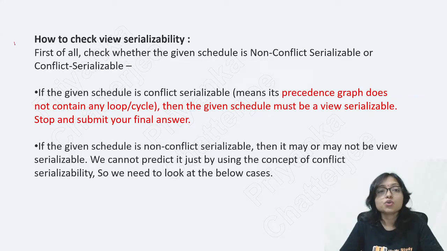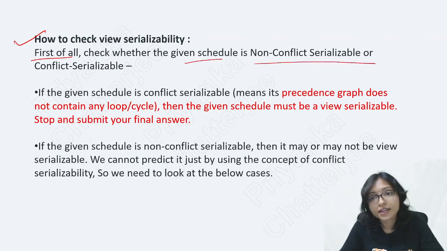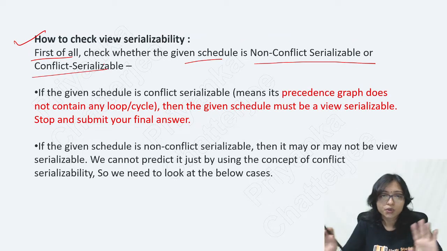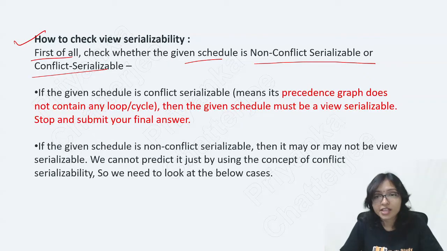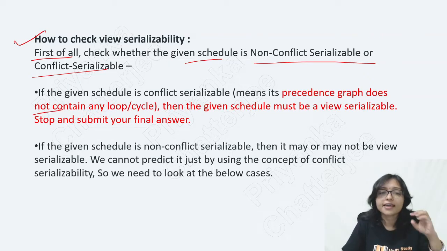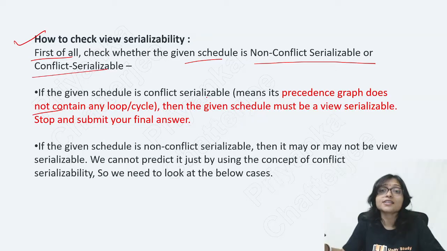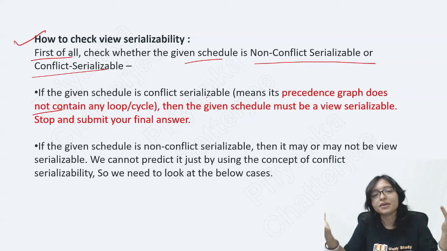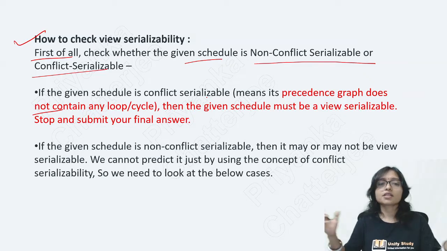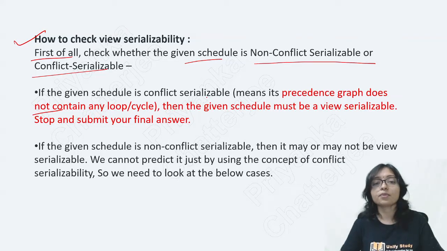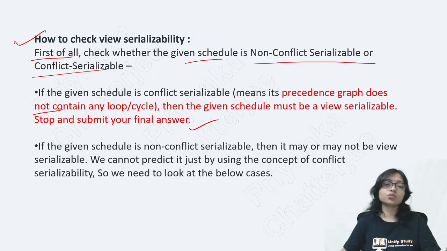First of all, how to check view serializability? First of all, check whether the given schedule is non-conflict serializable. If there is no cycle, then you can say it is serializable, view serializable also, conflict serializable also. Cycle is not there, no problem. I will be able to make it serial anyhow. Stop there only and you can give the answer.